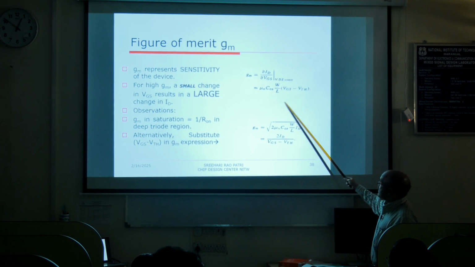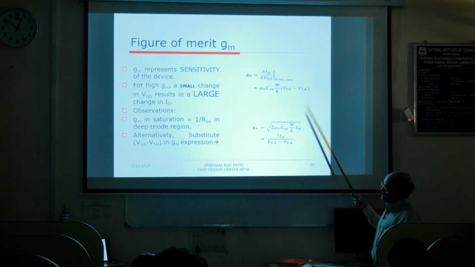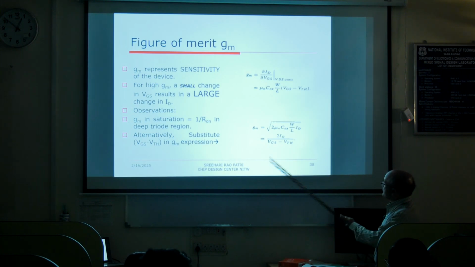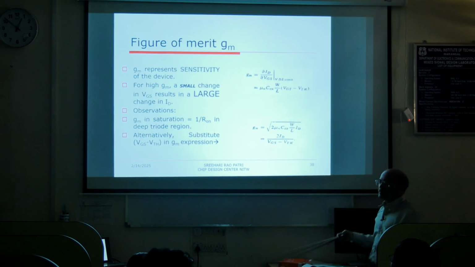mu C of W by L under root. If you substitute, you will get this expression. It is square root of 2 mu C of W by L into ID, right? Or in the current expression, mu C of W by L is equal to ID by 2 divided by (Vgs minus Vs) whole square, right? So if you substitute in the place of mu C of W by L, you will get this as the expression. It's just only manipulation, that's all.